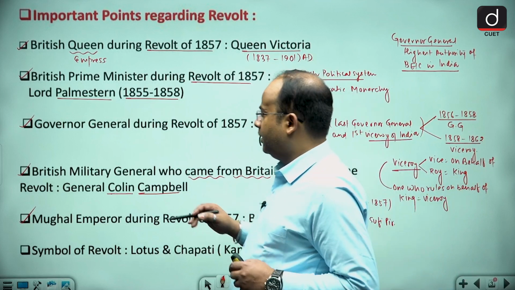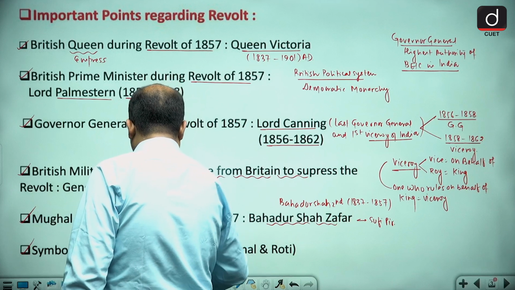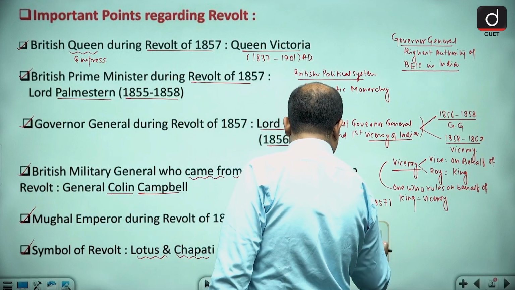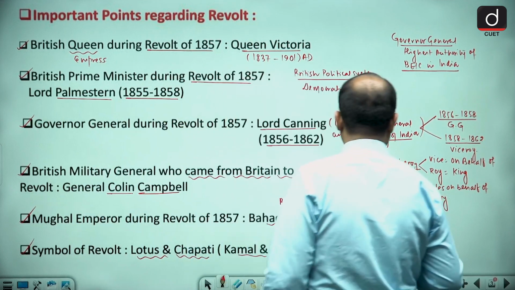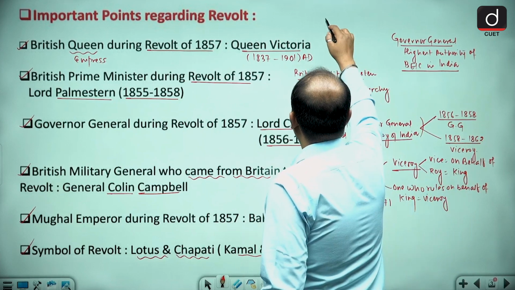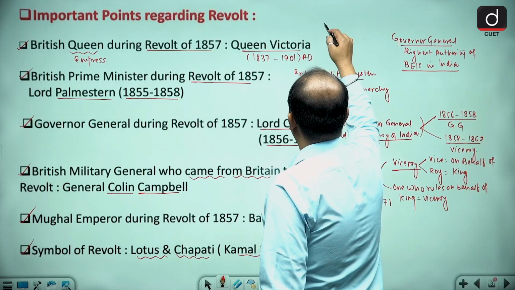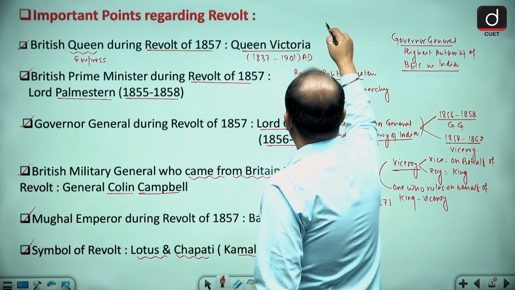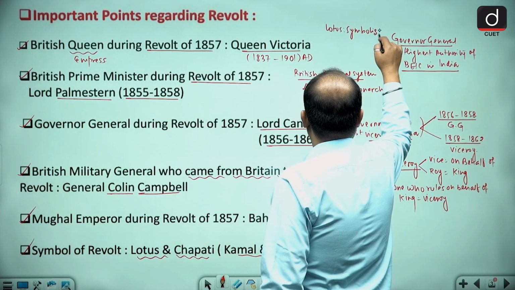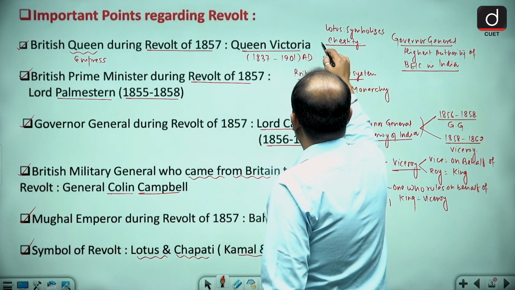Other than this, guys, what was the symbol of revolt of 1857? The symbol of revolt of 1857 was lotus and chapati, also known as kamal and roti. Now, why were lotus and chapati kept as the symbol of revolt of 1857? See, lotus, guys, is a flower that blossoms on a pond. So lotus symbolizes unity. That is the objective of revolt.